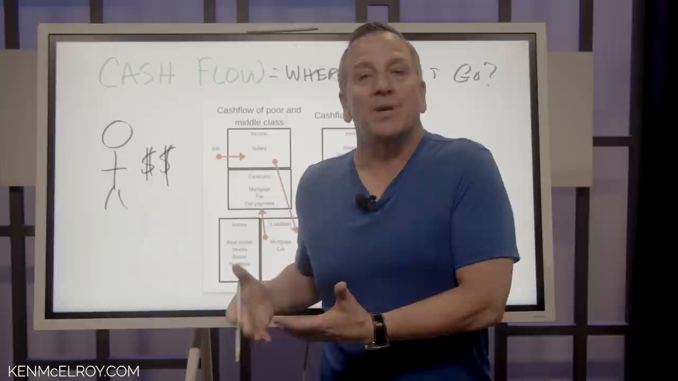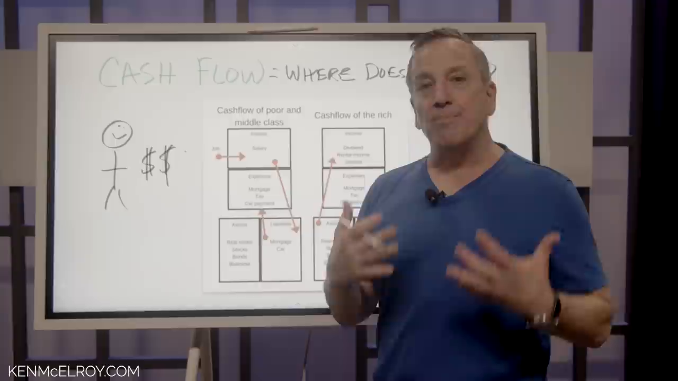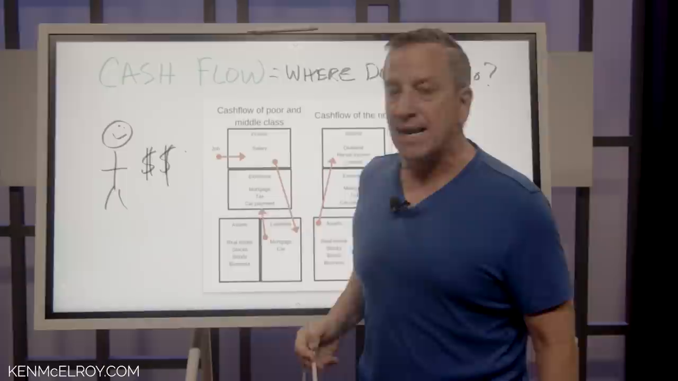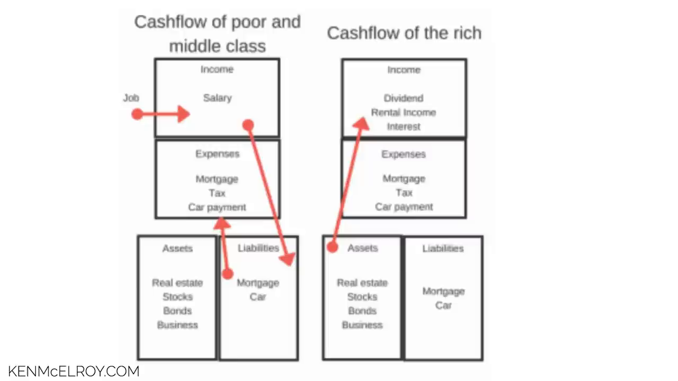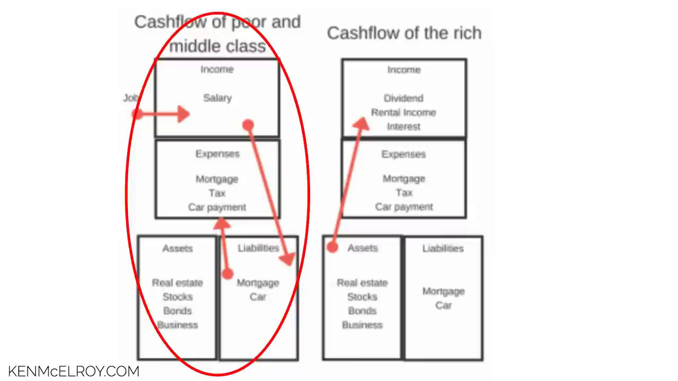And what the poor and the middle class do is that they spend and then they invest. It's a very different strategy. So what most people do is they work their job and they get their salary and then they take their income and they buy liabilities. And liabilities typically depreciate. They buy things like cars and boats and they run up their credit cards and then they rely on their job and their income to pay those things off. And they have, of course, car payments and tax payments and things like that. This is the pattern of the poor and the middle class.